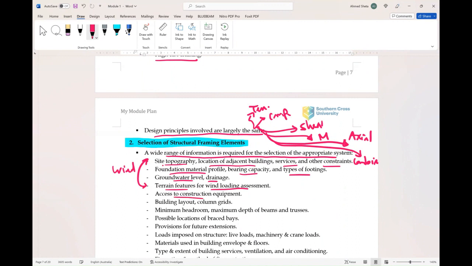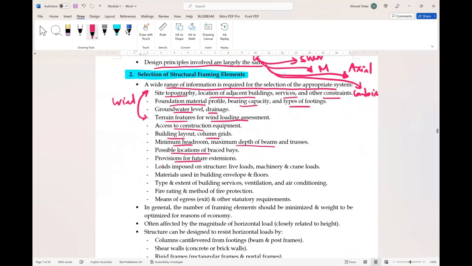Access to construction equipment, building layout, column grids, minimum headroom, maximum depth of beams and trusses, possible location of raised bays, provisions for future extensions, loads imposed on the structure, such as live load, machinery, and crane loads, materials used in the building envelope and floors, type and extent of building surfaces, ventilation and air conditioning, fire rating and method of fire protection, means of egress or exit, and other statutory requirements.